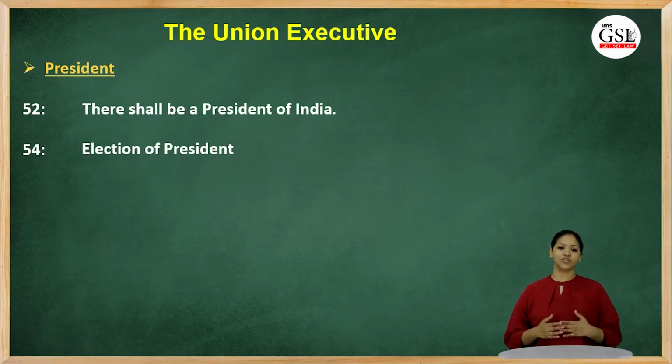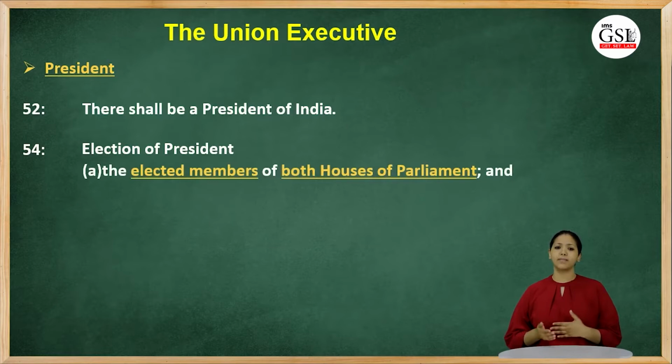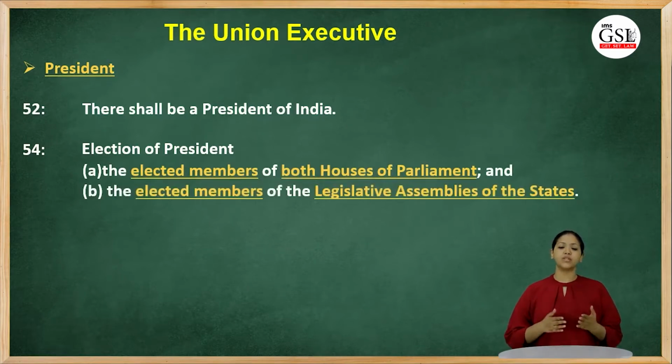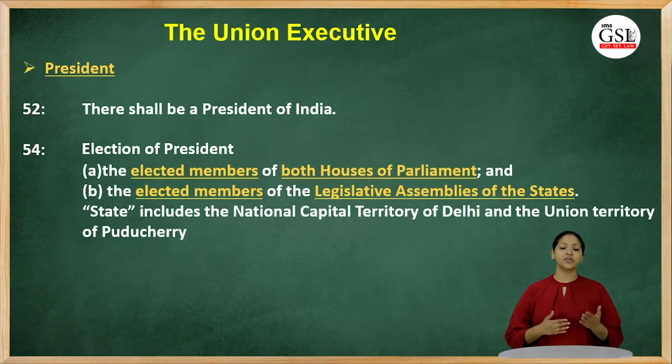Article 54 of the Constitution provides that the president shall be elected by the members of an electoral college, which consists of the elected members of both the houses of the parliament and the elected members of the legislative assemblies of the states. The legislative assemblies of the Union Territory of Puducherry and the National Capital Territory of Delhi are also a part of the Electoral College. Keep in mind that only the elected members of all these bodies are to be a part of the Electoral College.